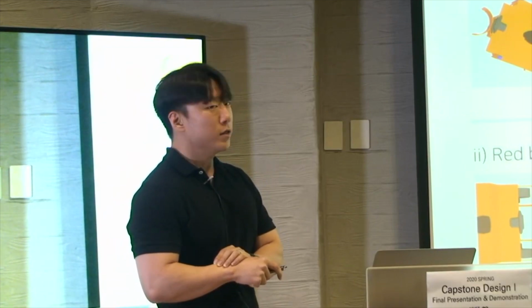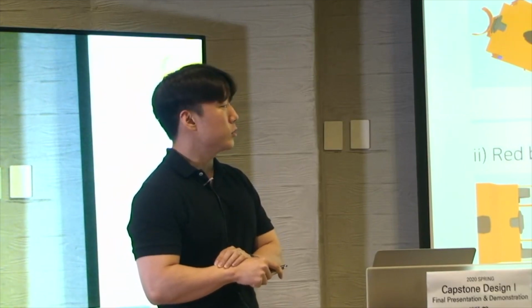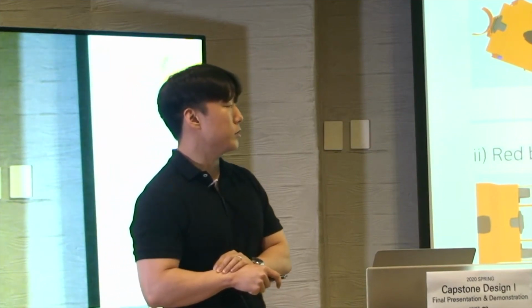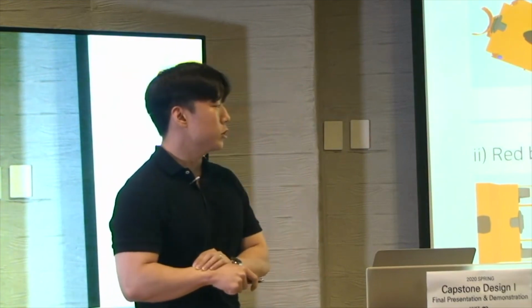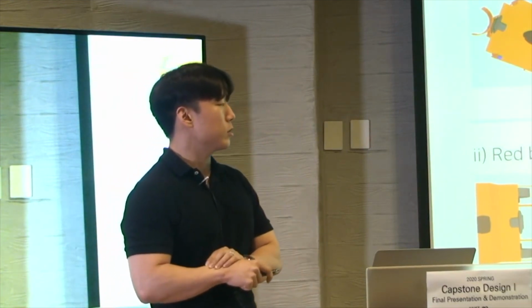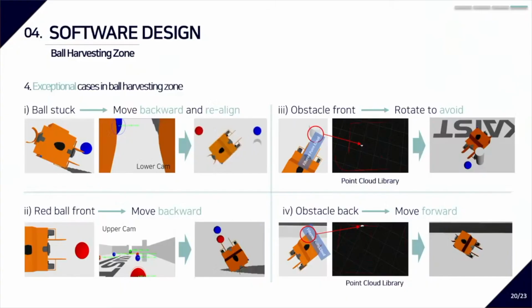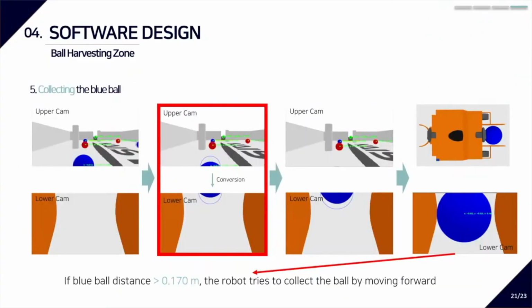And for the obstacle front condition, if there is a pole like this in front of the robot, it filters out the scan data. As you can see here, this white point is point cloud data filtered by the Point Cloud Library, and it bypasses the obstacle. For the wall condition, it is similar to the obstacle condition. It detects the wall and escapes from the wall to freely rotate.